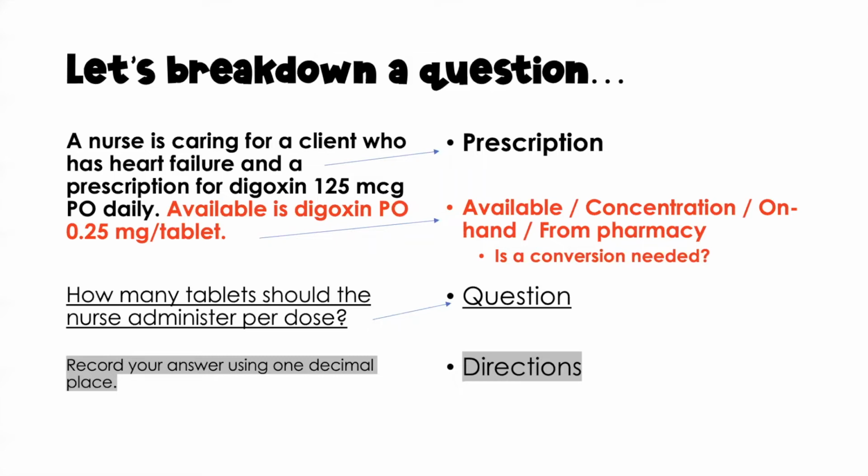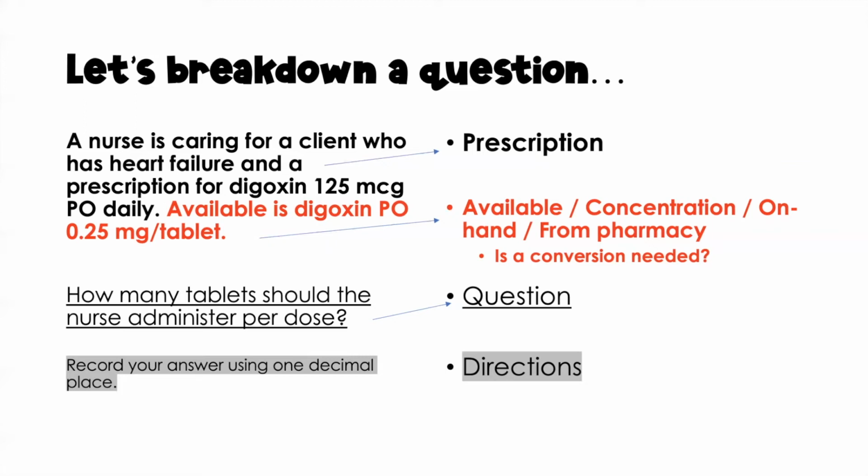So the first is that you're going to have a prescription. Standardized testing nowadays is mirroring NCLEX, and so they're calling everything a prescription, but basically that's your order, right? So whether it says provider order or physician prescription, that's what you're looking for, that the provider has ordered. In this case, it happens to be digoxin 125 micrograms PO daily. Then you have to be told what you have available. So sometimes it'll say available, sometimes it'll say on hand. It might say you pull from the dispensing cabinet. It might say sent from the pharmacy, but that's the medication that you physically have in your hand to administer.